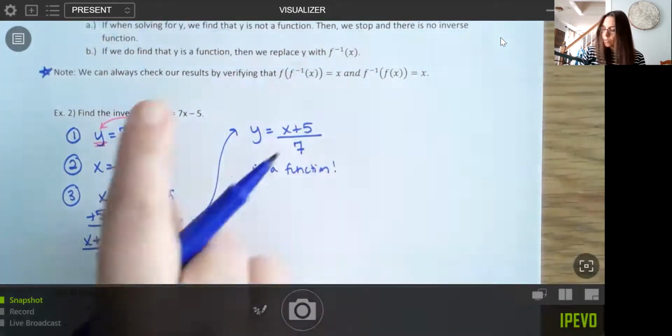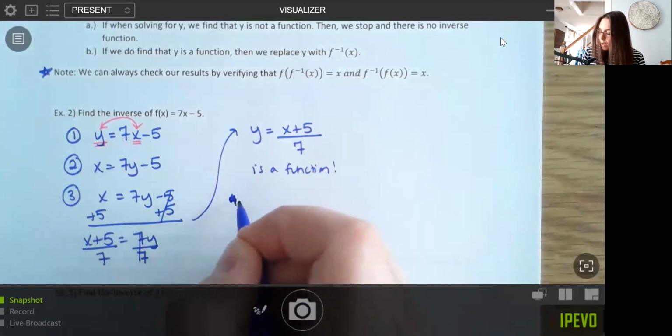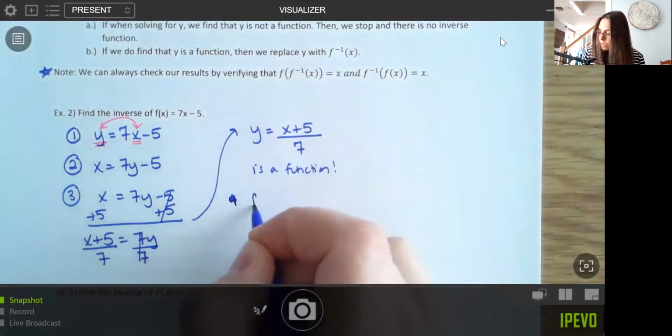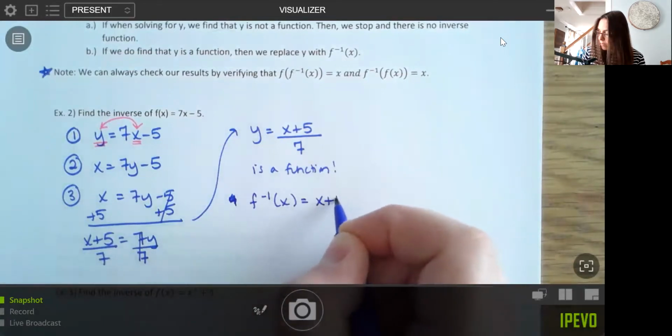And then what we're going to do is just replace the notation. So I guess this is still step 3 with the function notation. So f inverse of x is equal to x plus 5 over 7.